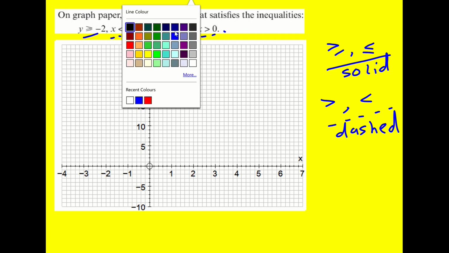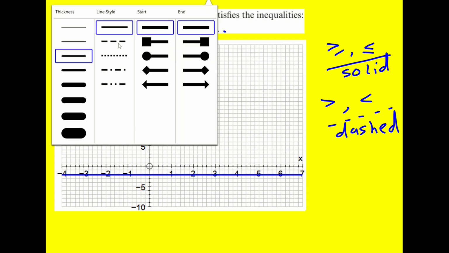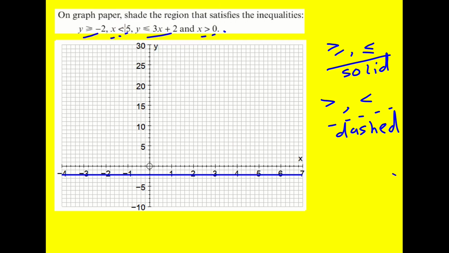Okay, so I'm going to make it blue. y is less than or equal to -2 will be down here. Now we've got a horizontal line going through y equals -2. For the dashed one, for x is less than 5, I'm going to have a dashed line at x equals 5 vertically. And then I'm going to get one at x equals 0 as well.